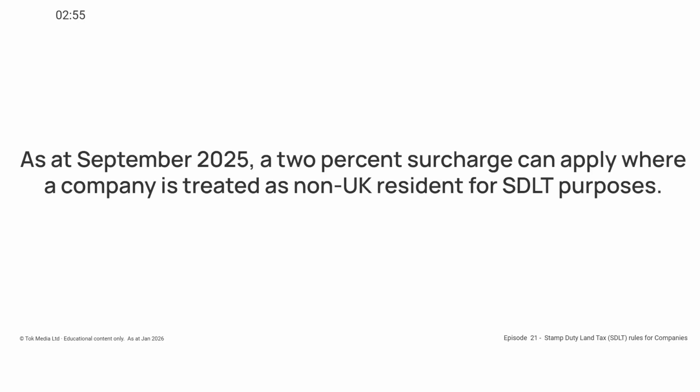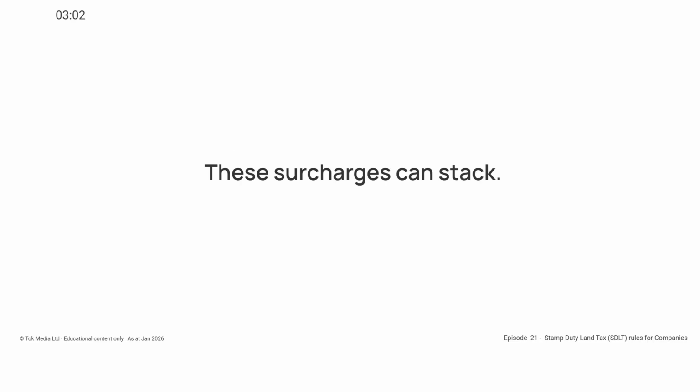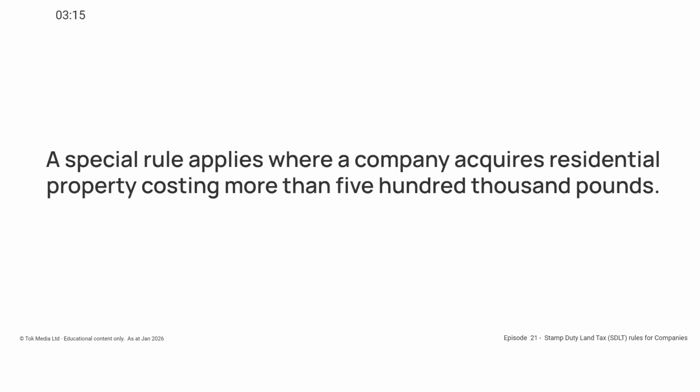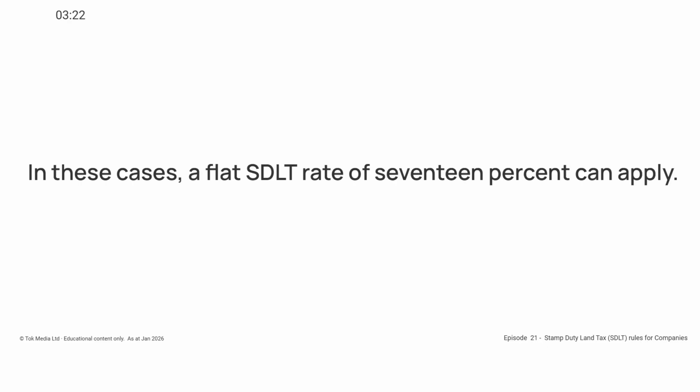Companies may also be subject to the non-resident surcharge. As at September 2025, a 2% surcharge can apply where a company is treated as non-UK resident for SDLT purposes. These surcharges can stack. That means a single transaction can be subject to standard residential rates, plus the 3% higher rate, plus the 2% non-resident surcharge. A special rule applies where a company acquires residential property costing more than £500,000. In these cases, a flat SDLT rate of 17% can apply.